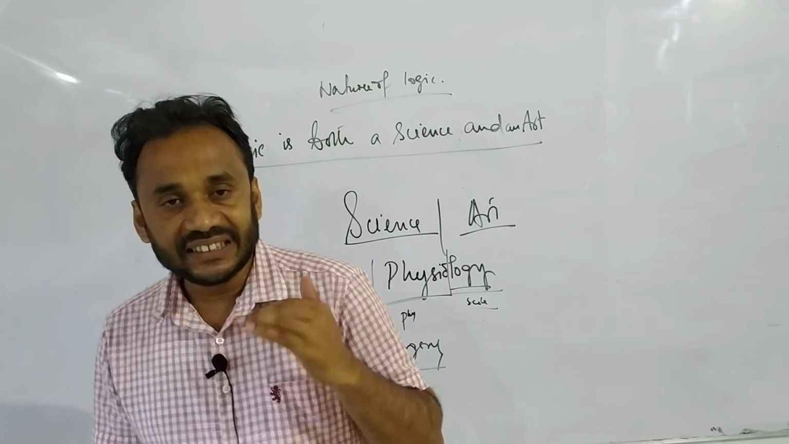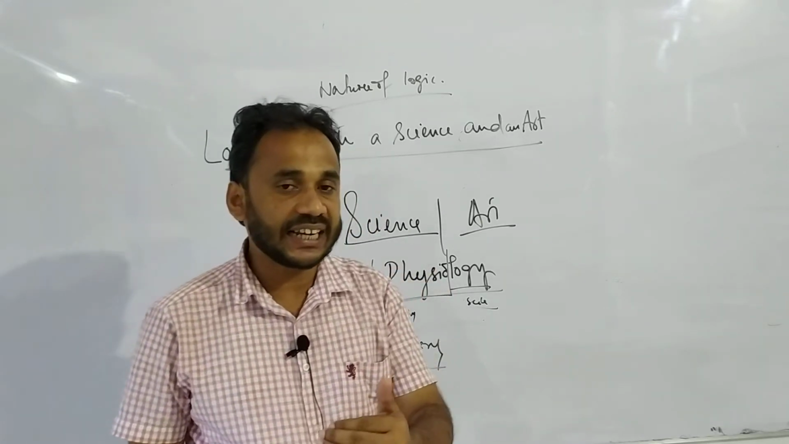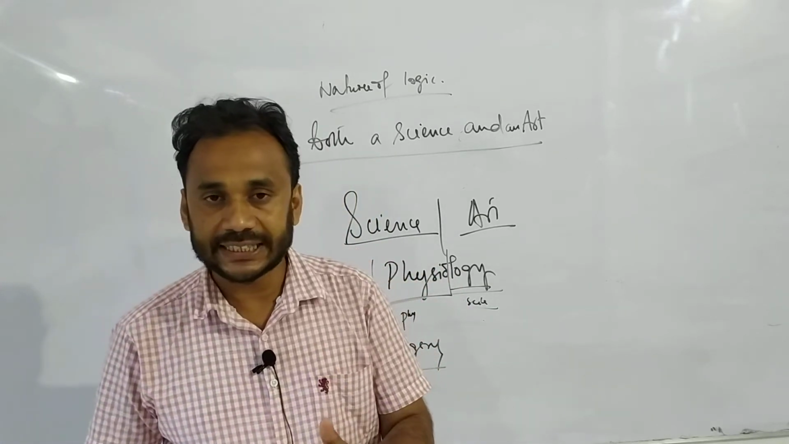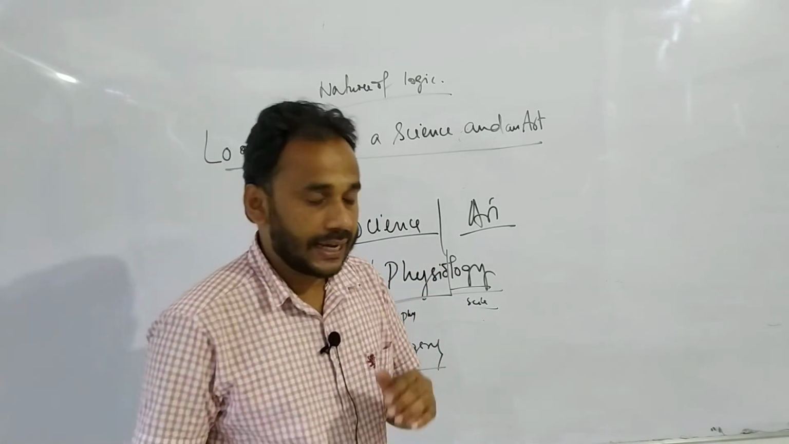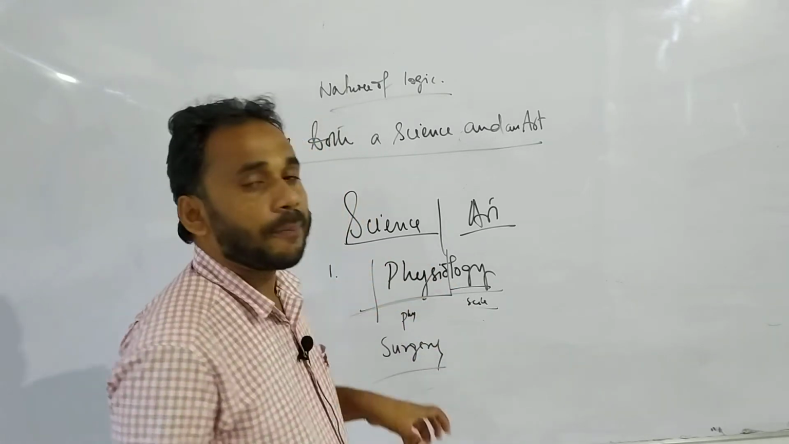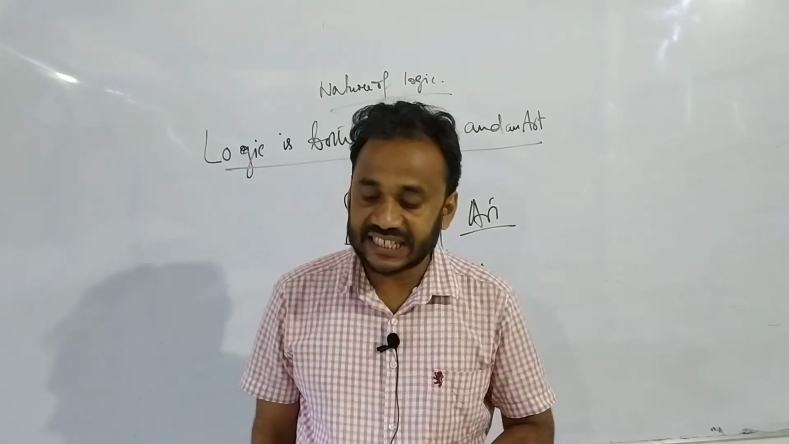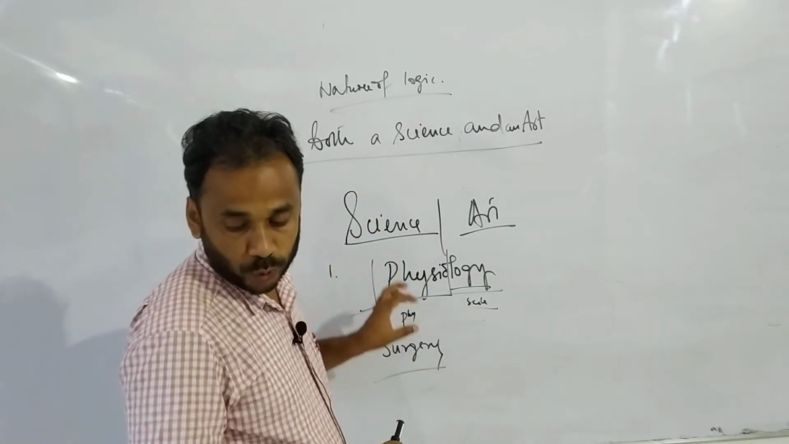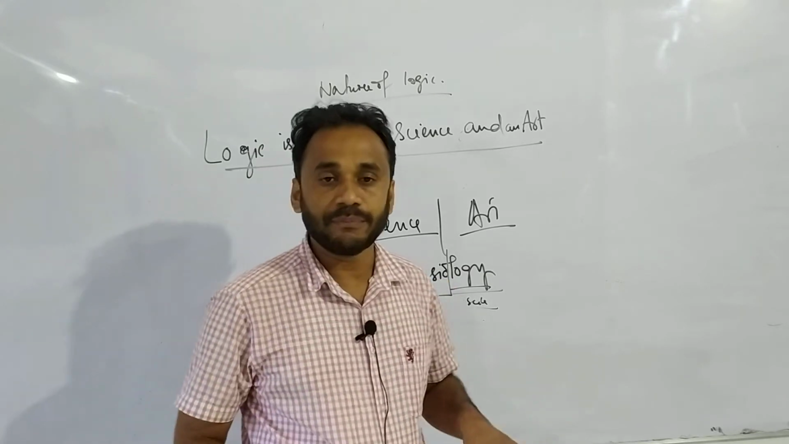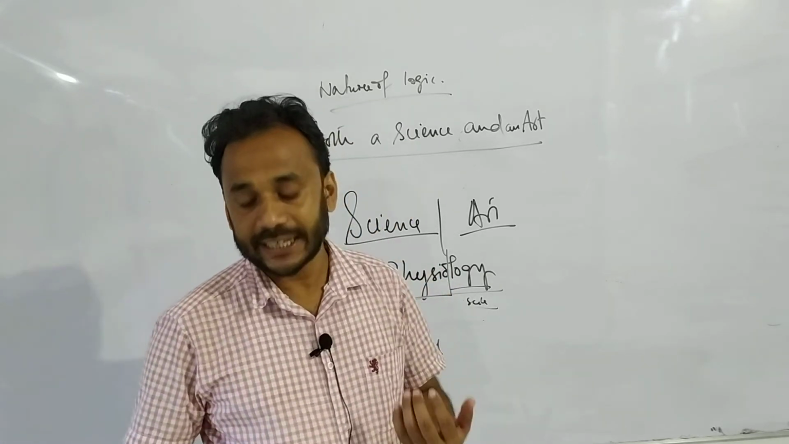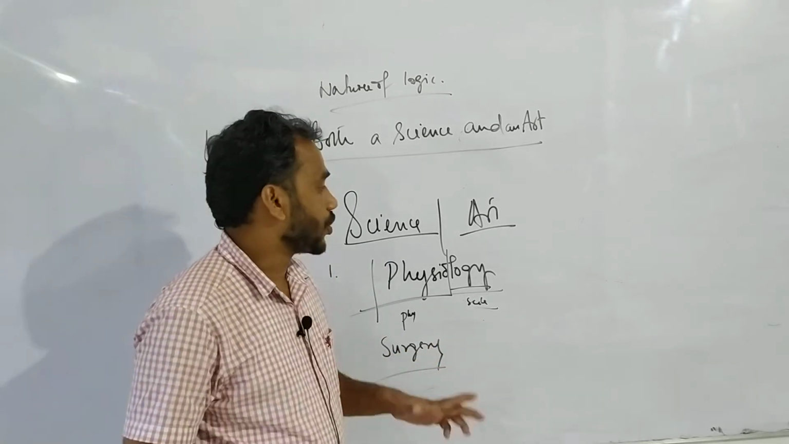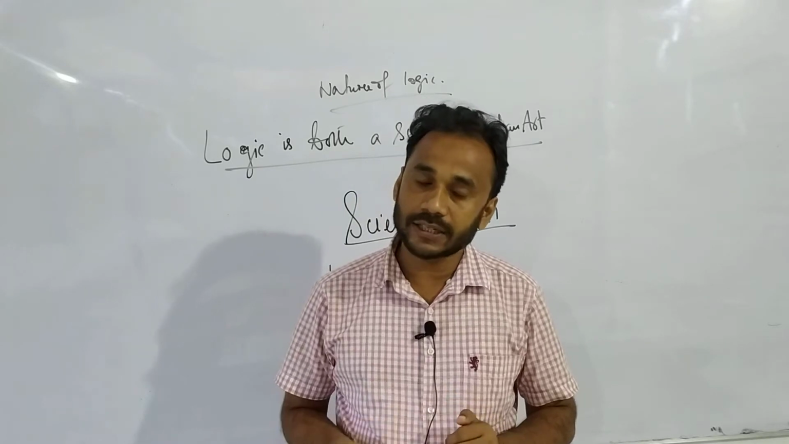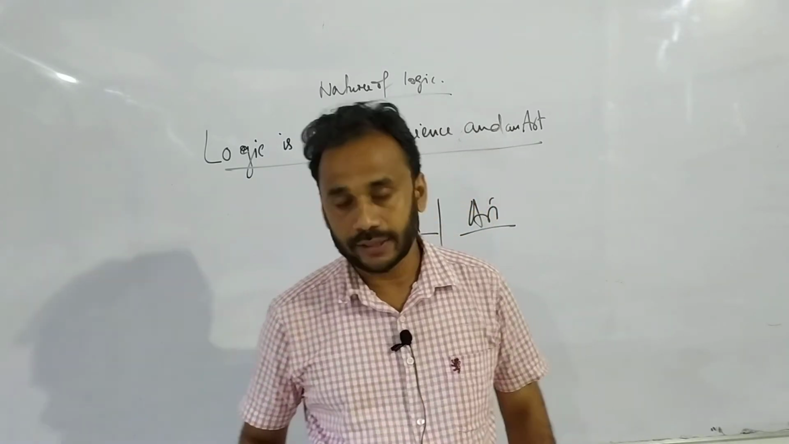So in this way, from the analysis of these two definitions, we can say that logic is both theoretical and practical. So logic is a systematic study of the general principles of correct thinking with a view to applying them in actual practice for the attainment of truth. So logic is both a science and an art.